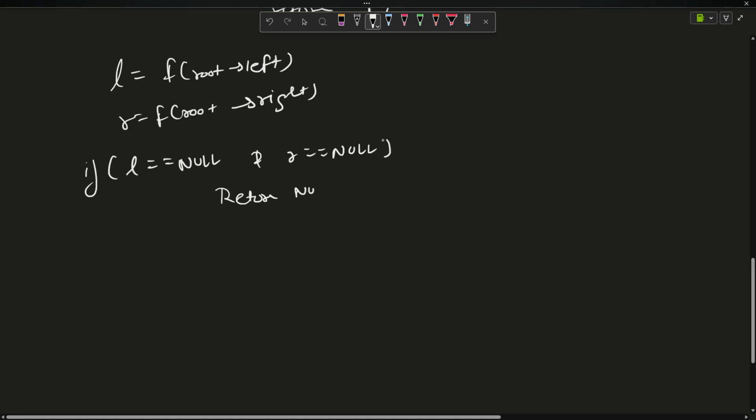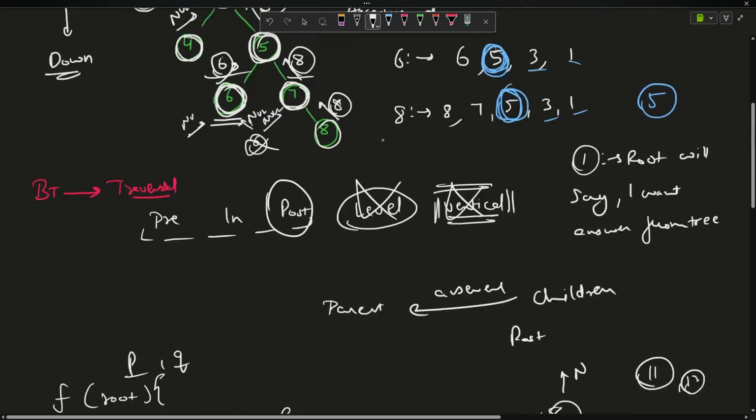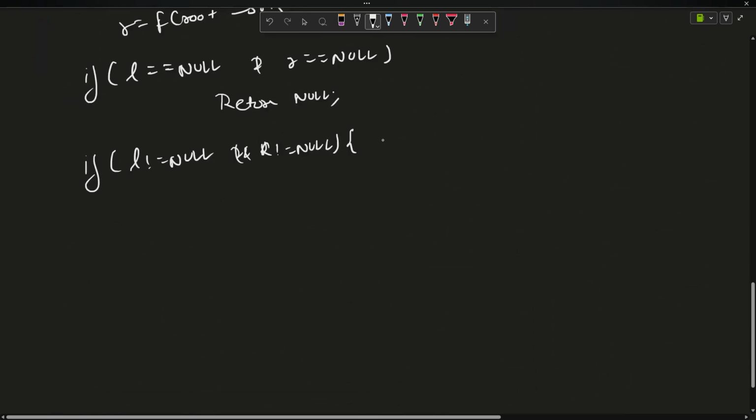So return null in this case. But what if L is not null and R is not null, that is, both of them are not null? Then something like this is happening, which was happening for 5. 6 is not null, 8 is also not null. That is, I am the lowest common ancestor, so I will return the root itself. Otherwise, if L is not equal to null, so what has happened?